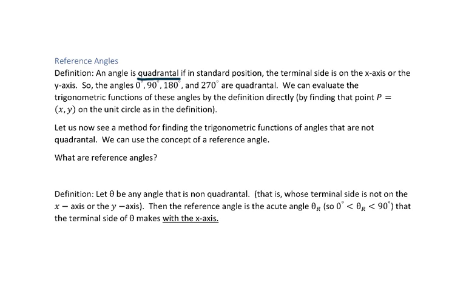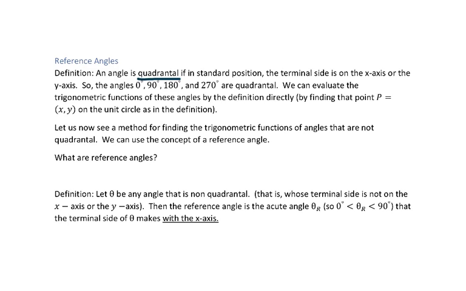Now first, let me get this definition out of the way. A quadrantal angle, that's an angle when in standard position, the terminal side is either on the x or the y axis. So in other words, it's an angle that is either 0 degrees, 90 degrees, 180 degrees, 270 degrees, or it's coterminal with any of those angles.